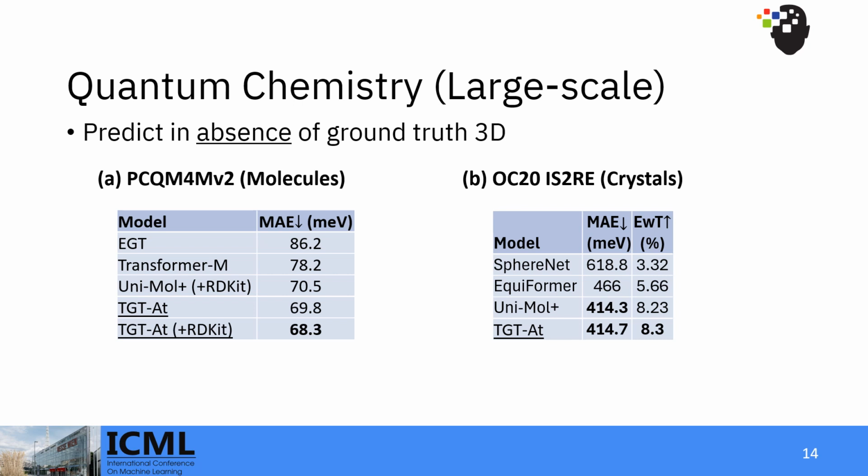This result showcases the power of our triplet interaction mechanism in capturing complex geometric relationships, even when working solely with 2D graph inputs. Moving on to the OC20 dataset for crystal structures, we see similarly impressive results. Our TGT-AT model achieves an MAE very close to Unimol Plus. However, when we look at the energy within threshold EWT metric, our TGT-AT model slightly outperforms Unimol Plus. Also, not shown here, when we break down the performance on out-of-distribution catalyst adsorbate systems, TGT actually outperforms other models.